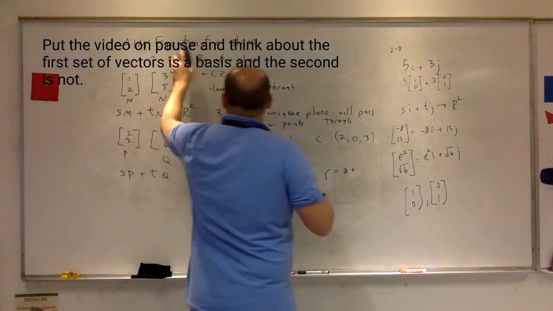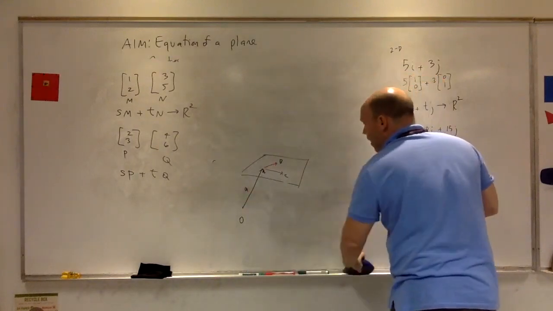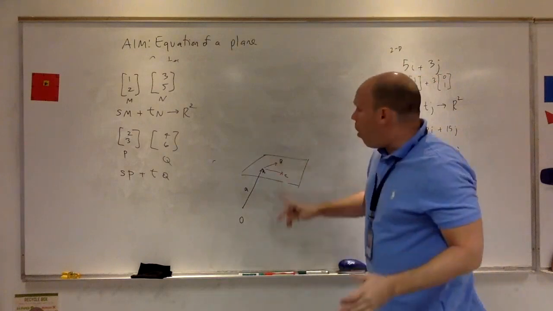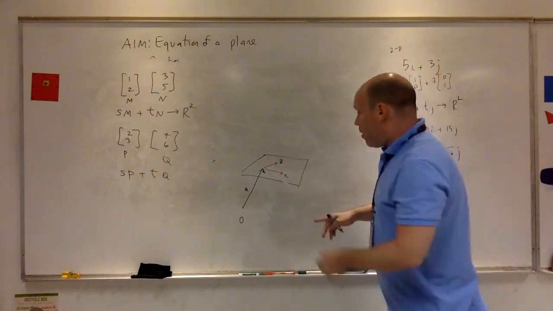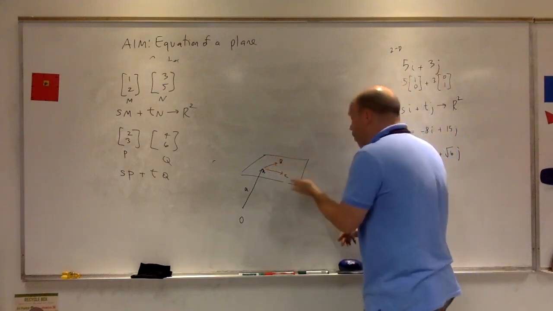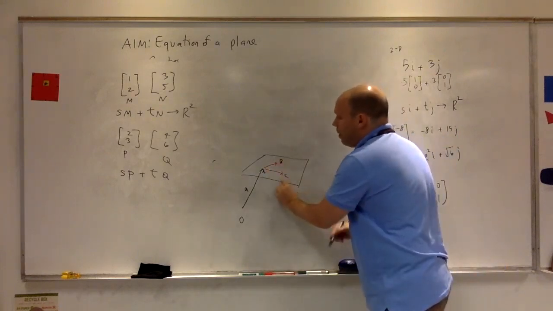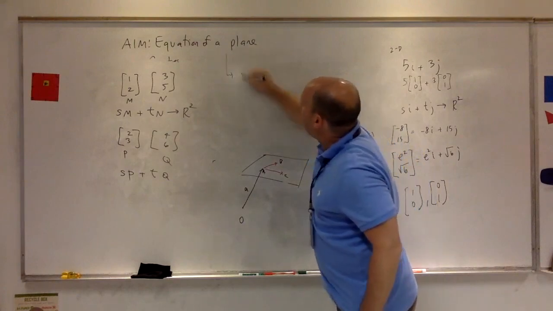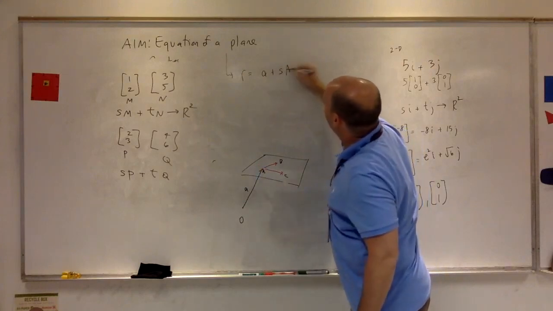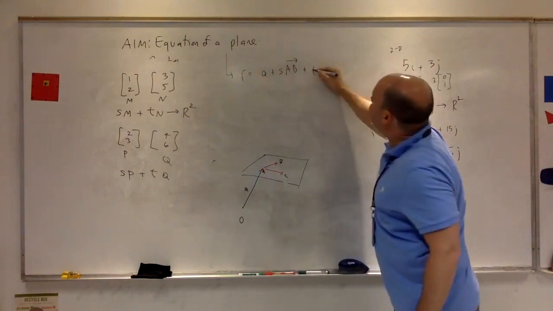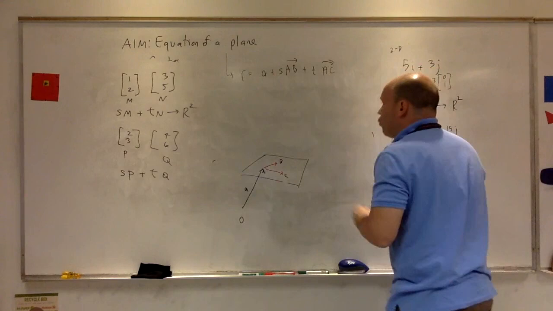So let's come back to my example here. What we see is, as long as you have two vectors that are not parallel, you can use those vectors to get anywhere on the plane. Therefore, given points A, B, and C, the equation of the plane is r equals A, getting to the plane, plus some multiple of the first vector, plus a multiple of a non-parallel vector. And this is the equation of the plane.